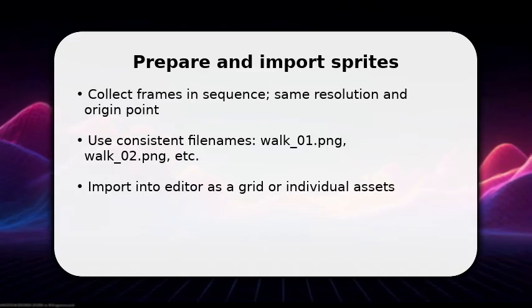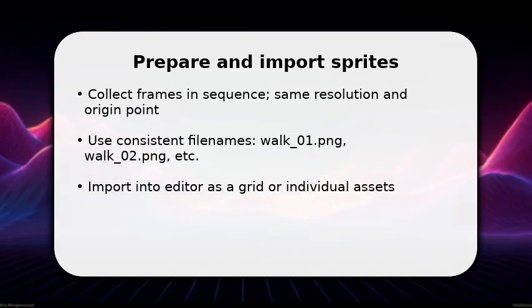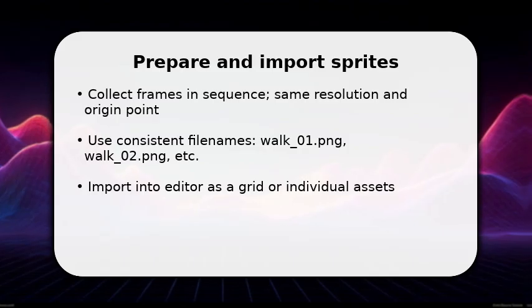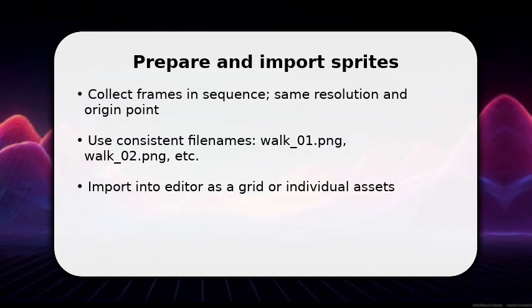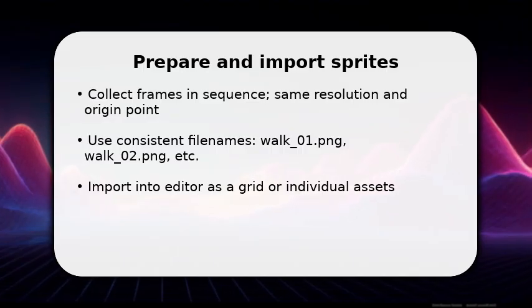You start by gathering only the frames you need and making sure each image shares the same resolution and pivot. Once done, align origin so motion doesn't jump. This matters because inconsistent pivots break animation.